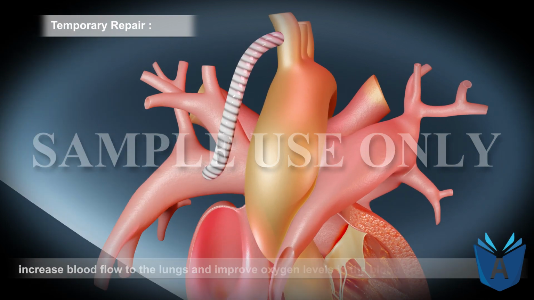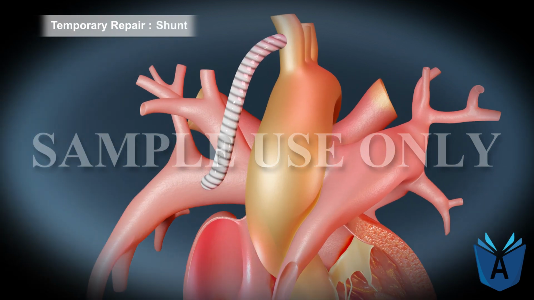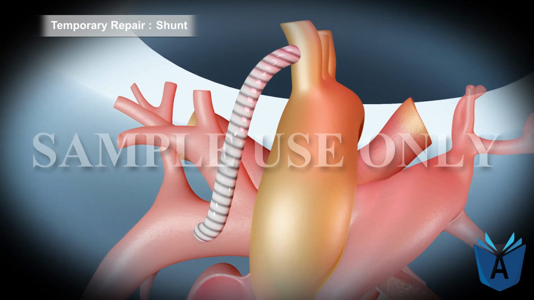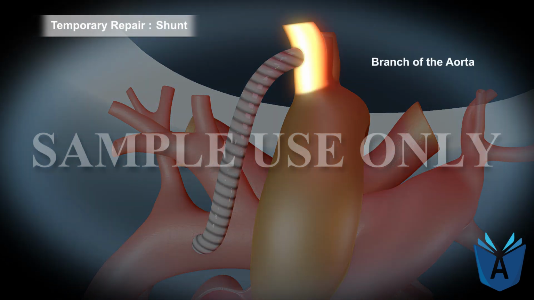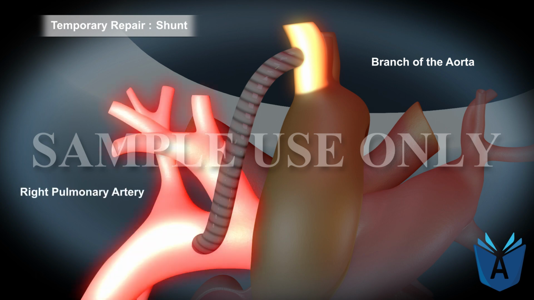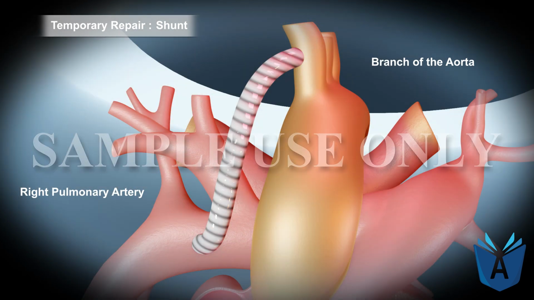During a shunt procedure, the surgeon will open the chest wall to place a tube called a shunt between a branch of the aorta and the right pulmonary artery. The shunt will provide another path for blood to get to the lungs to pick up oxygen.